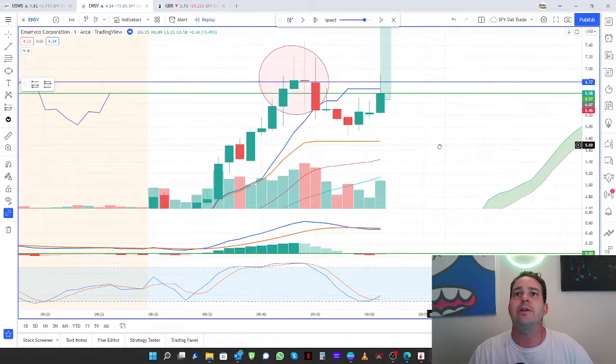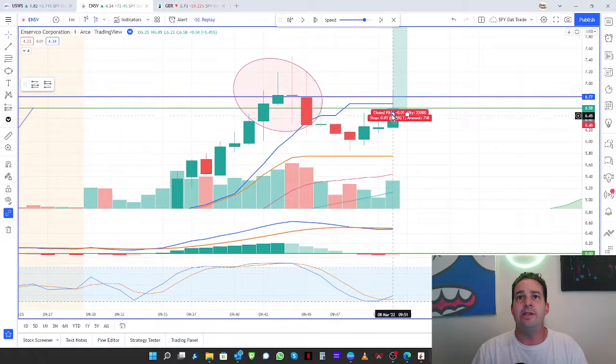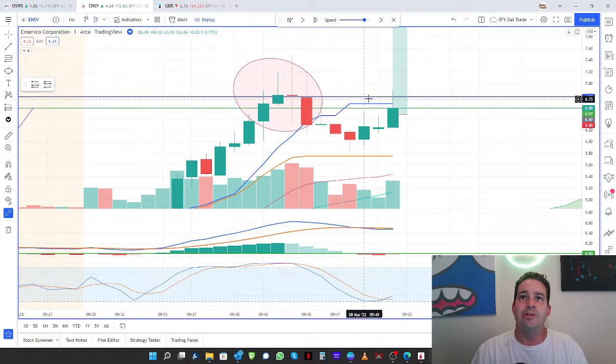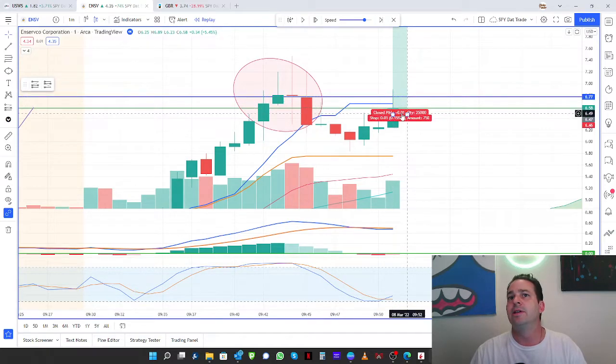Make it a little bigger. Okay, so you can see that when this opened and it came up, it ran straight up. It went through that high of day and immediately rejected. So it opened here, it ran all the way up, and as soon as I seen that it wasn't holding these levels and it's kind of flickering around like this, I immediately pushed my sell button.